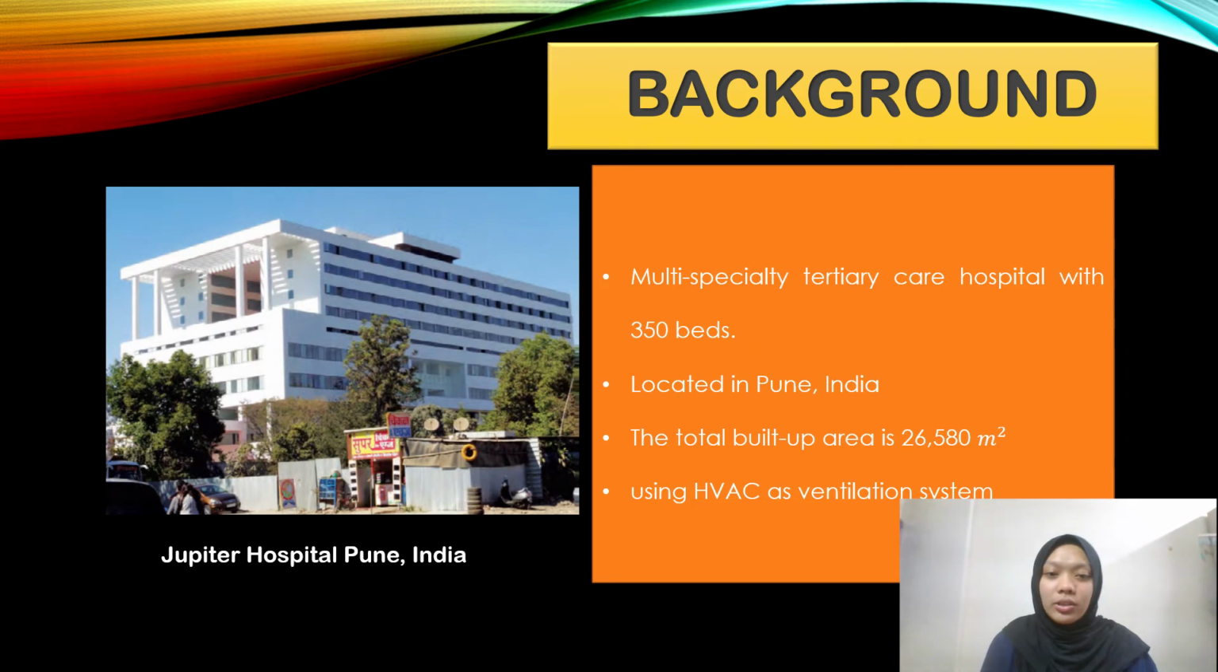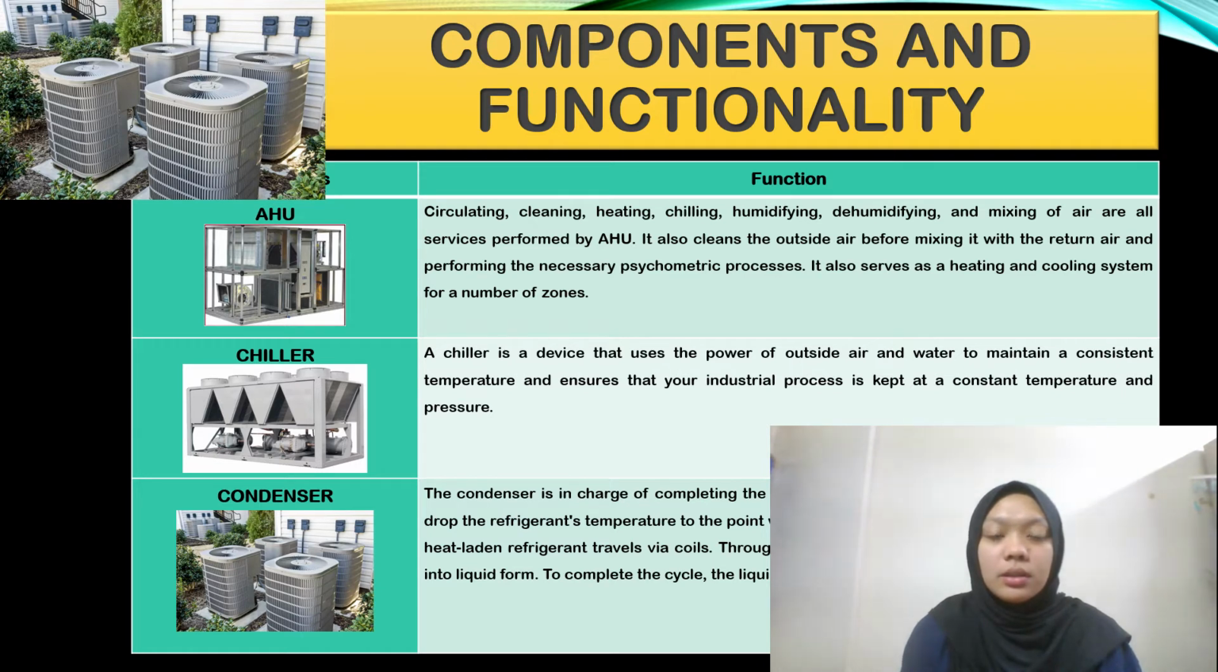The location of the case study is at Jupiter Hospital, India, which has a hot and humid climate. It is a multi-specialty tertiary care hospital with 315 beds, and the total built-up area is 26,580 meters square. This hospital is using HVAC as ventilation system. There are three components of HVAC in this case study.